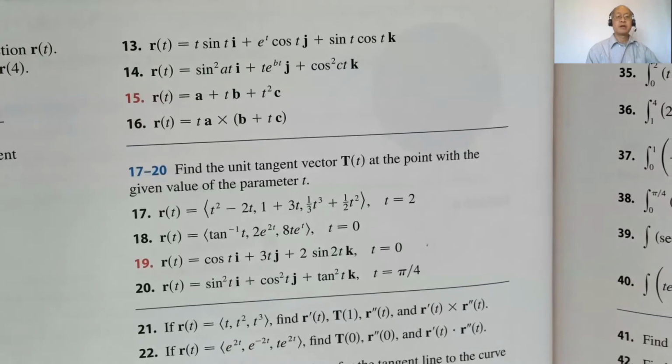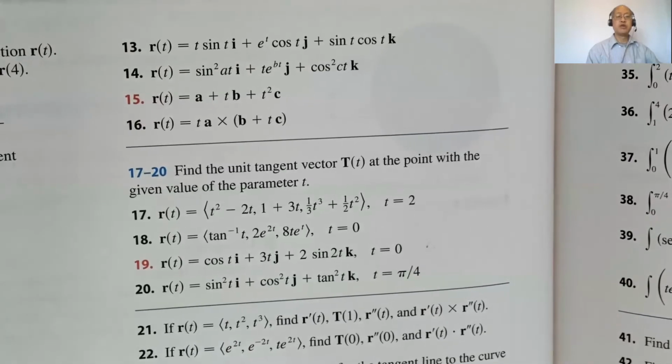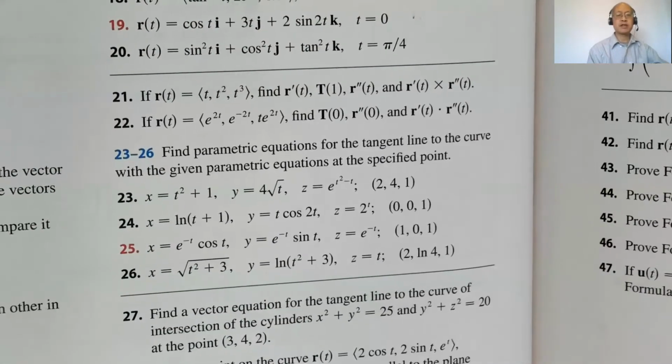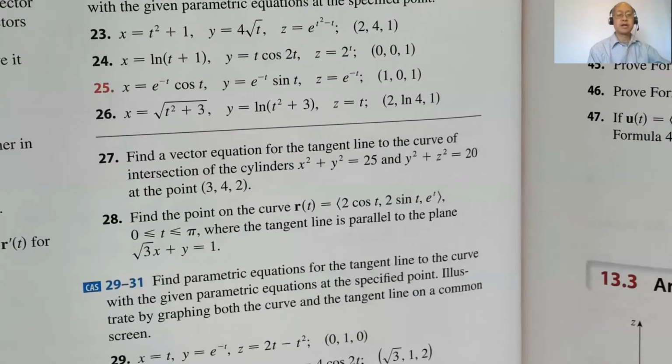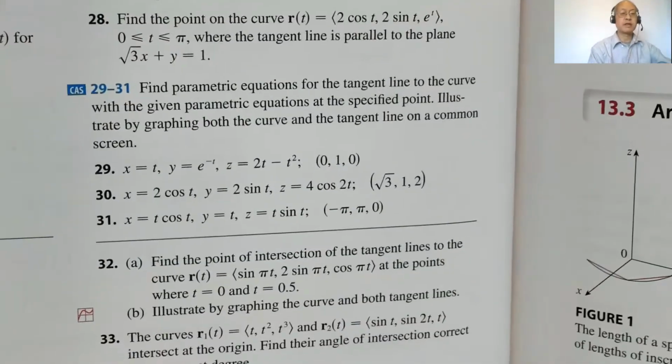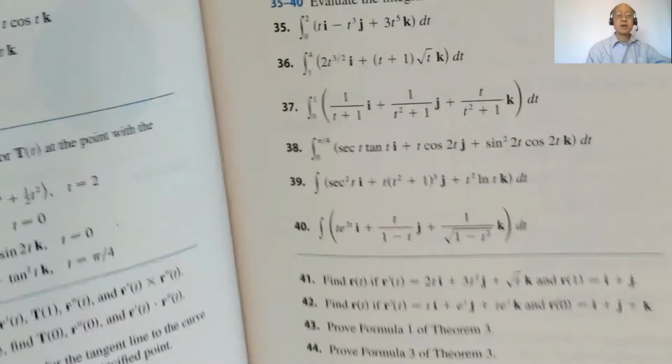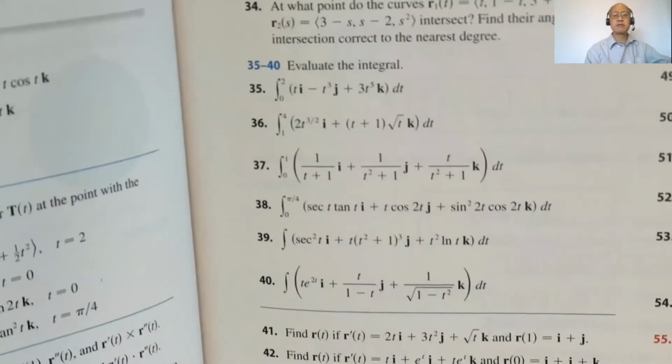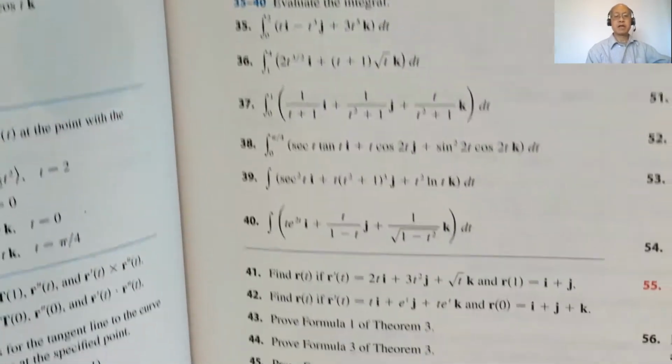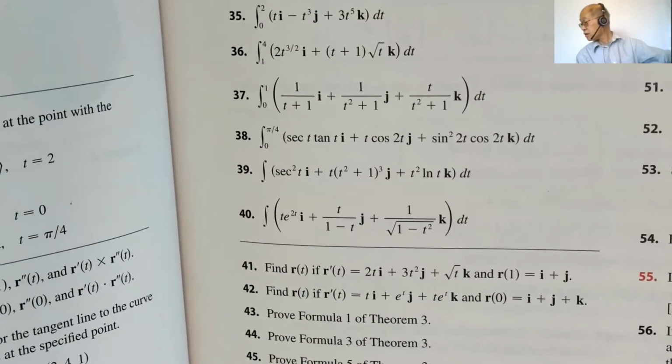Okay, 17 and 19, find a unit tangent vector. So first find a tangent vector and then make it into a unit vector. We know how to make it into a unit vector. And then we have some integrals there. You're just basically integrating each part. And I think we had to go as high as 41.